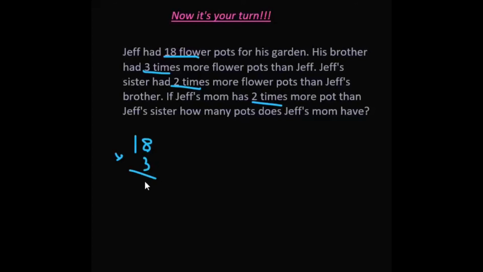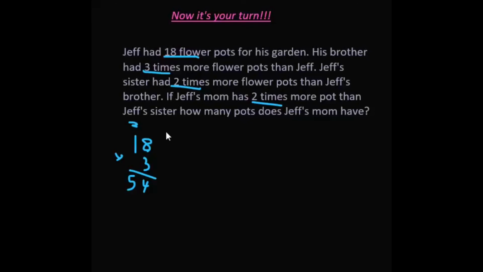8, 16, 24. 24. Put that 2 up here. Okay, 3 times 1 equals 3, and then 3 plus 2 equals 5. So 54 flower pots. I don't know what he's going to do with all that. Okay, so now it says that his brother has 54 flower pots. Now it says Jeff's sister has 2 times more than that.